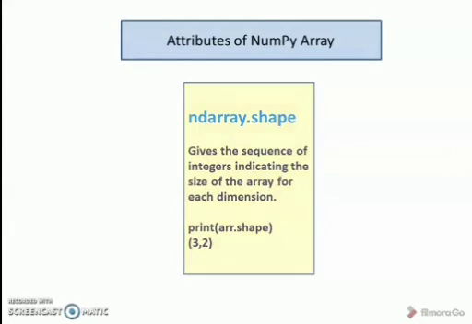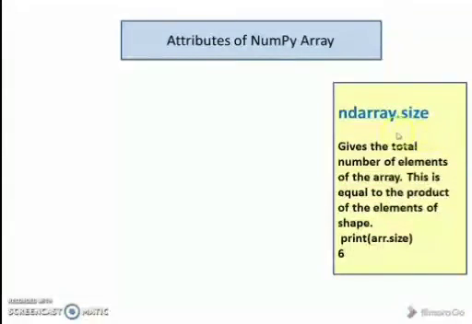Next attribute we have is size, and it gives the total number of elements of the array, right? So when we write array object dot size, it will return number of elements of the array, right? So in this case this particular arr is having 6 elements, so it will return 6. So to get the number of elements, we use this particular attribute size.